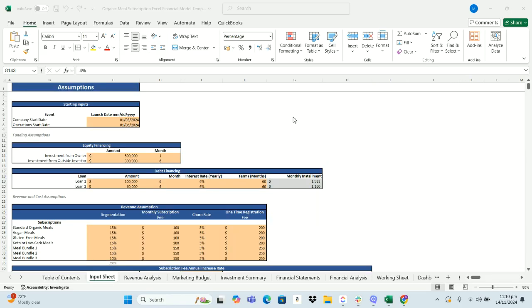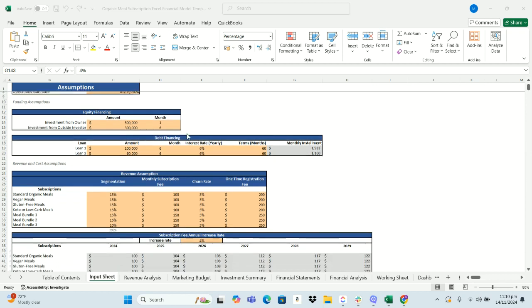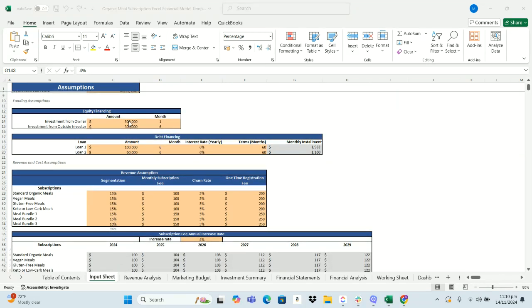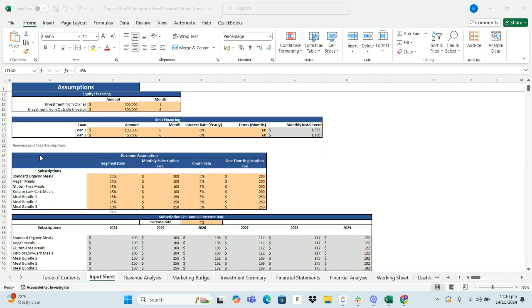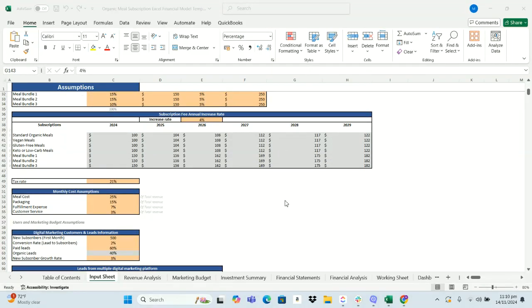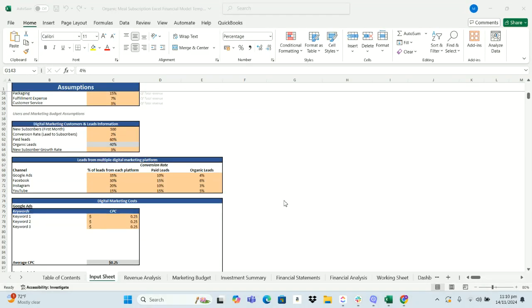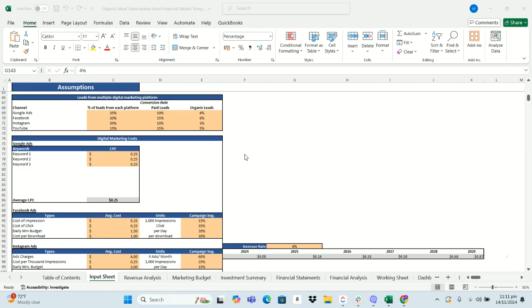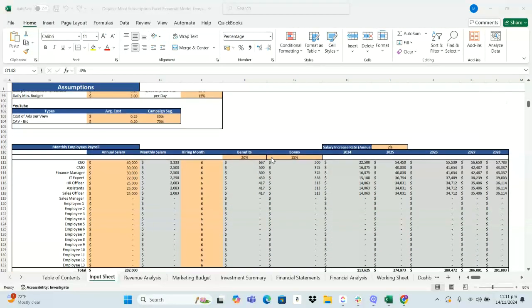Moving forward to our first sheet, which is input sheet, we have starting inputs, company start date, operation start date. Then we have our funding assumptions, which include equity financing and debt financing. Then we have revenue and cost assumptions. Then we have our tax rate. Then we have calculated digital marketing cost.